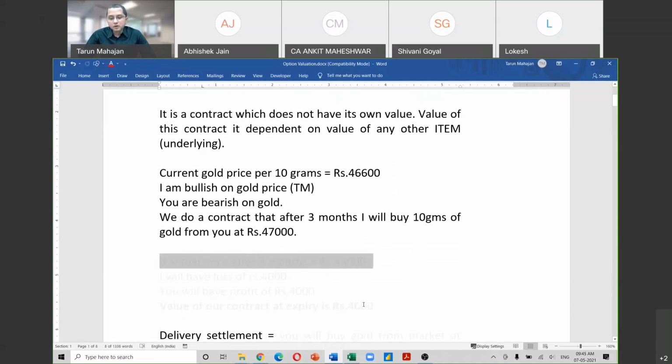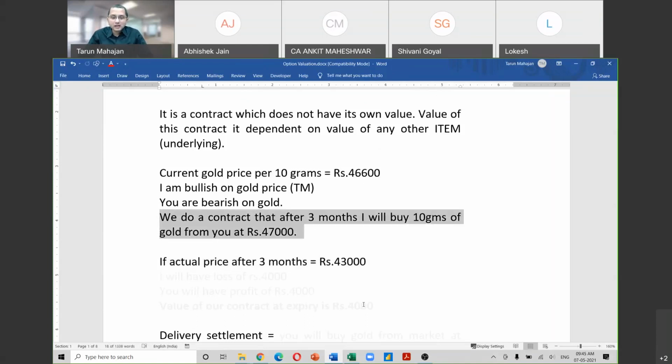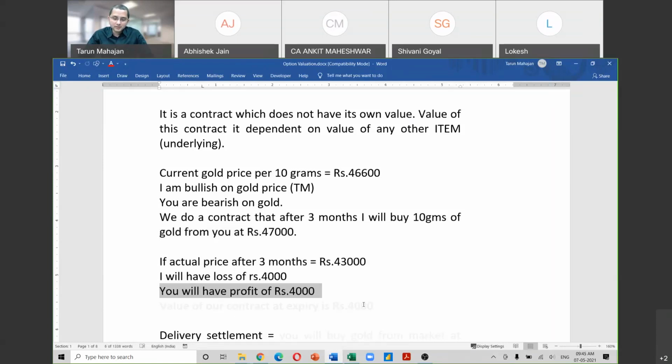So after 3 months, if the gold appears at 43,000 rupees, still I will have to take delivery of gold from you at 47,000 rupees because I am committed. I'll take delivery of gold at 47,000 rupees. I don't want to keep it, so immediately I'll sell it in the market at 43,000 rupees and I will sustain a loss of 4,000 rupees. At the same time, you did not have ready gold to deliver, so you bought it immediately from the market at 43,000 and delivered to me under the contract at 47,000, and you made a profit of 4,000 rupees.